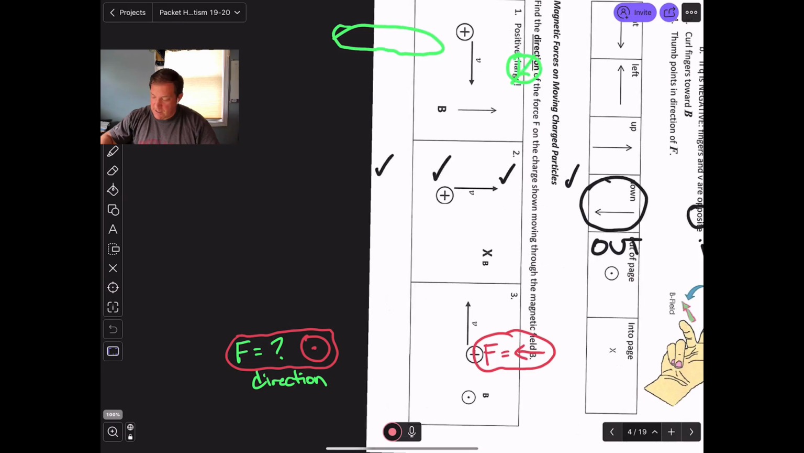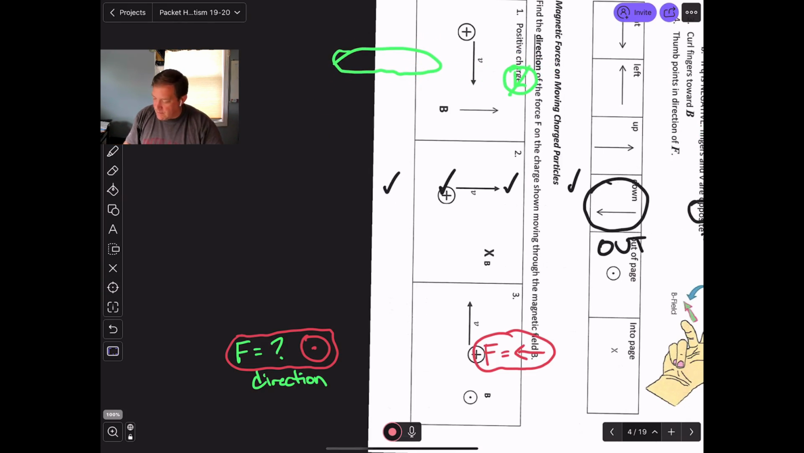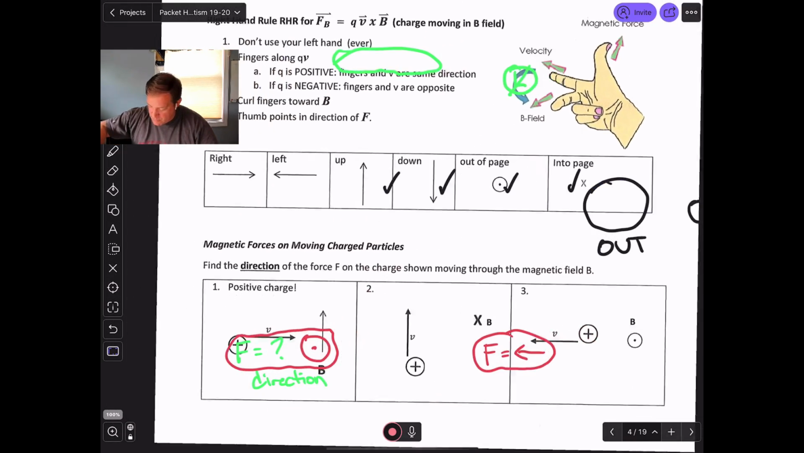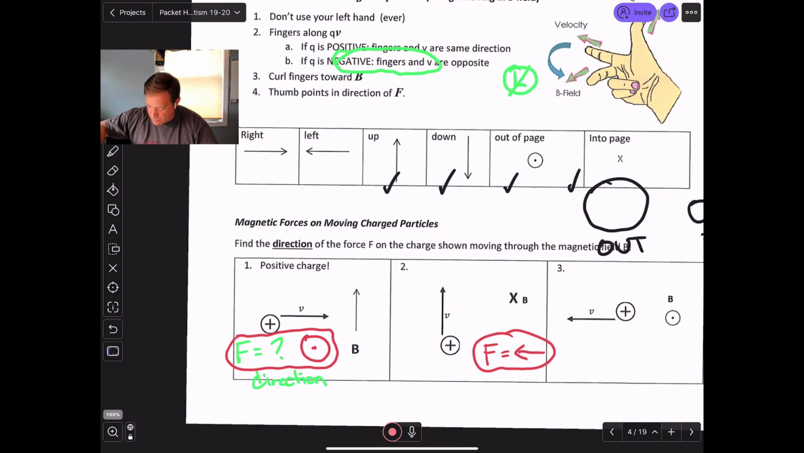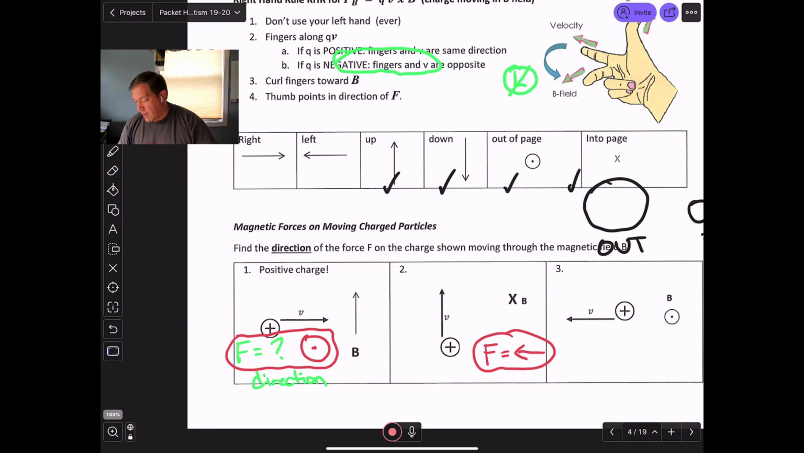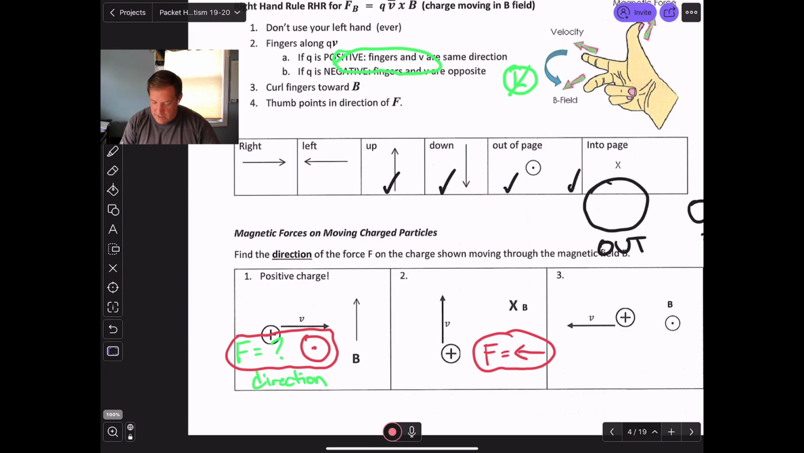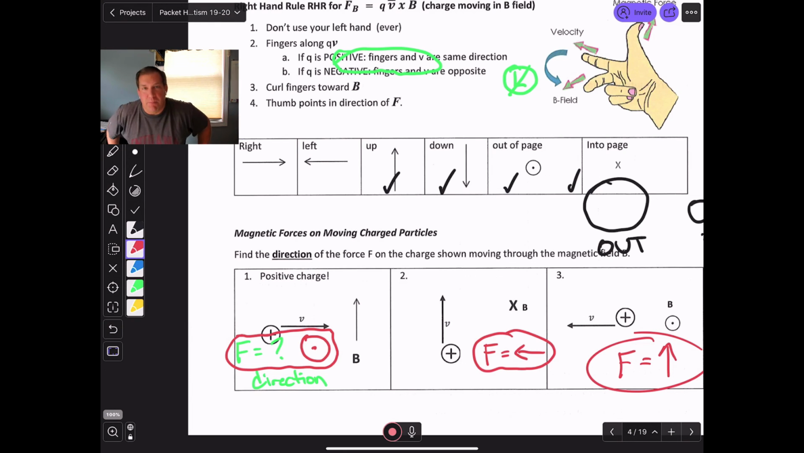So let me see if I can get this to go where I want it to go. There we go. Okay, we're back together. Here's where we should be. I believe I found that my force, and please correct me if I'm wrong, it's very hard to do this in a video lesson, is toward the top of the page. So charge, magnetic field, and it's toward the top of the box.